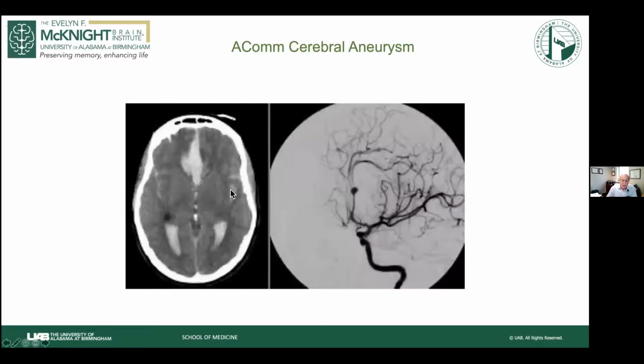This is an aneurysm here. This is the subarachnoid hemorrhage caused by a rupture of this aneurysm. And the reason why I pointed this out is that the anterior communicating artery syndrome is the one that often produces the most severe kind of amnestic syndrome from an aneurysmal rupture.